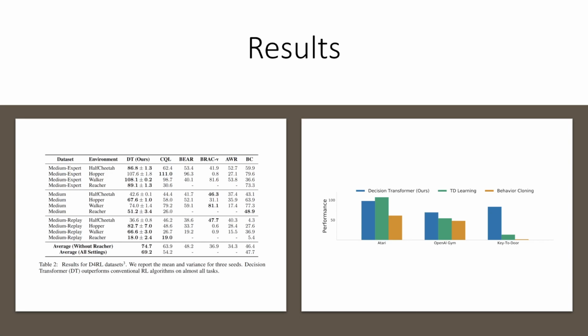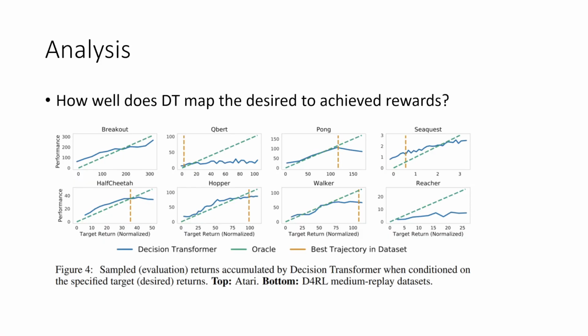Yeah, that's just the standard graph and the standard bolded results that you'll see in every RL paper. And now one interesting question is, how well does it actually follow your commands, right? If you're telling it, I want 10 rewards in Pong, and then it's like, okay, I'm going to go, because that's what the trajectory is in our offline sampling. Well, then how well does it actually follow that?